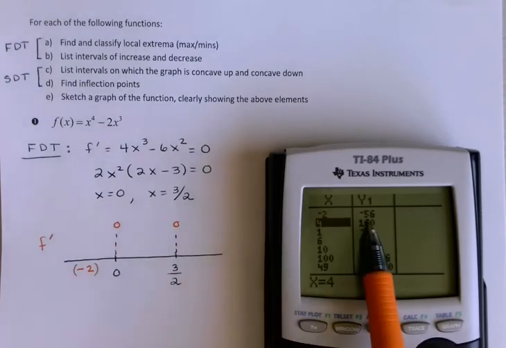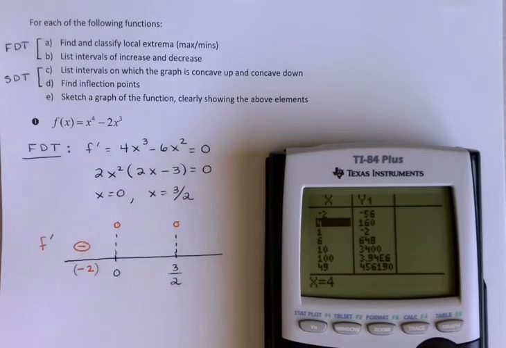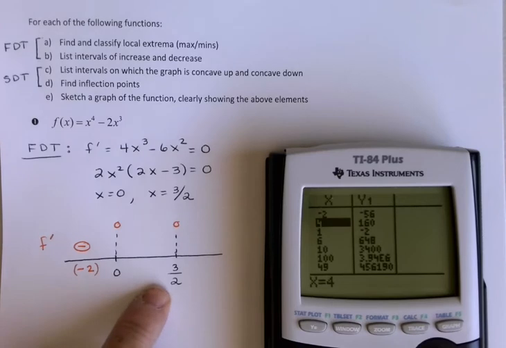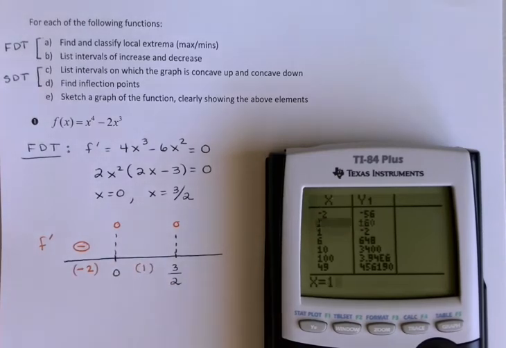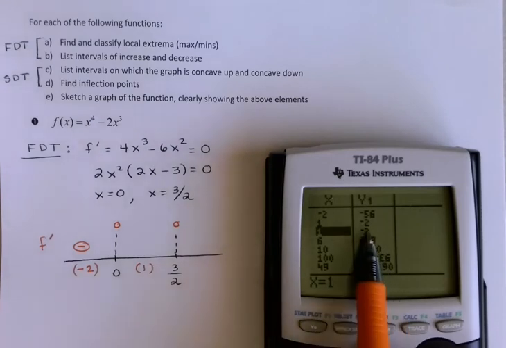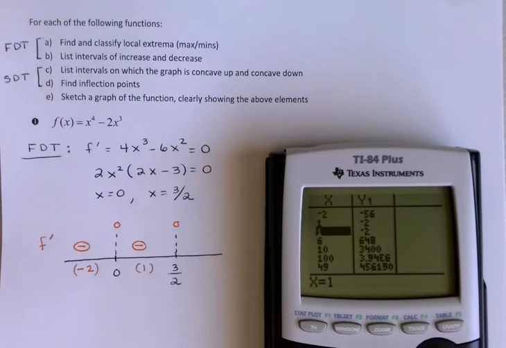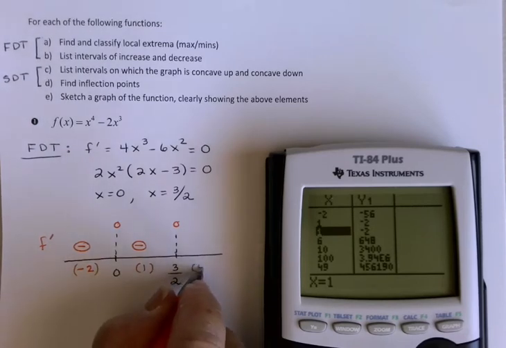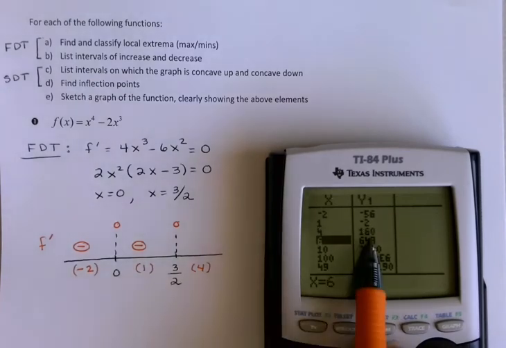And it looks like my derivative is negative. Pick something between 0 and 3/2. So how about 1? And it looks like our derivative is still negative. Finally, pick something bigger than 3/2. I'm going to go with 4. Definitely positive.